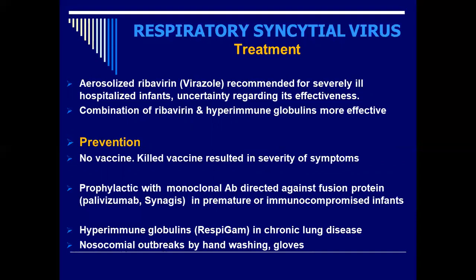Hyperimmunoglobulins are available in the market under the name Respigam. In chronic lung diseases, individuals can use it. Nosocomial outbreaks can be avoided by hand washing, by gloves, and by following proper and standardized SOPs in the ward.